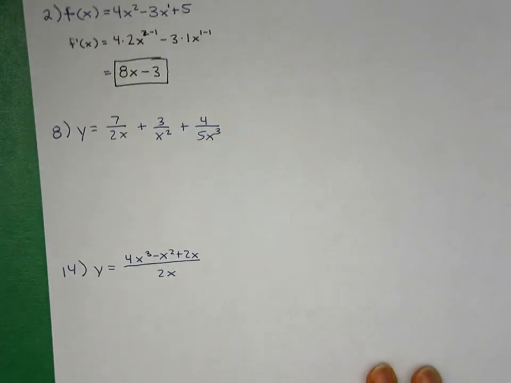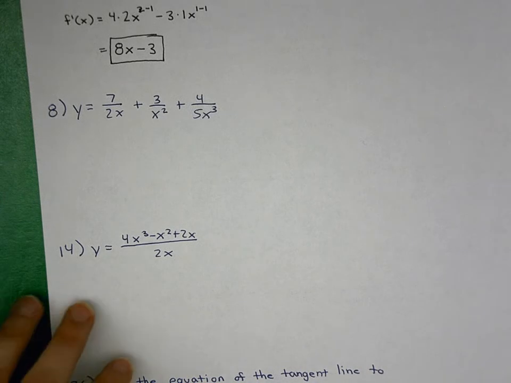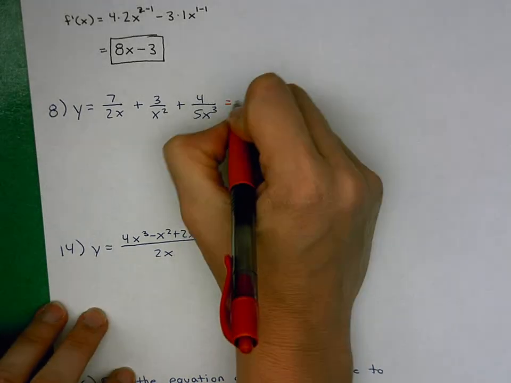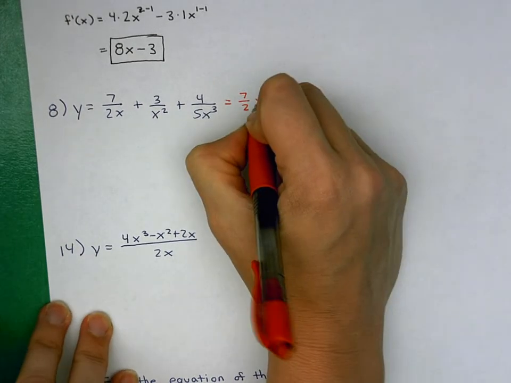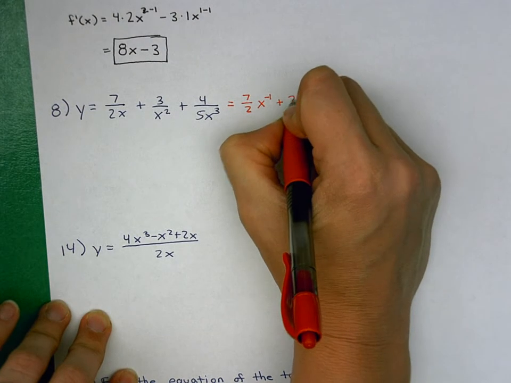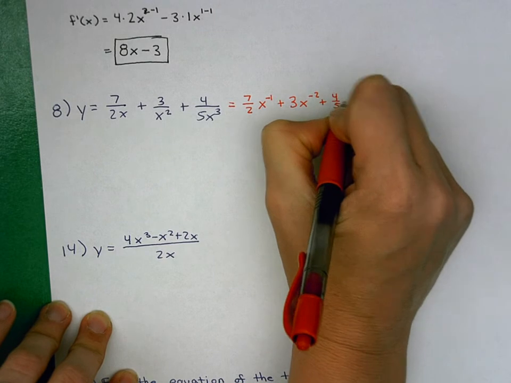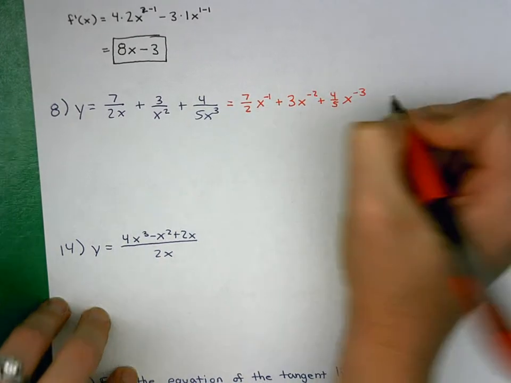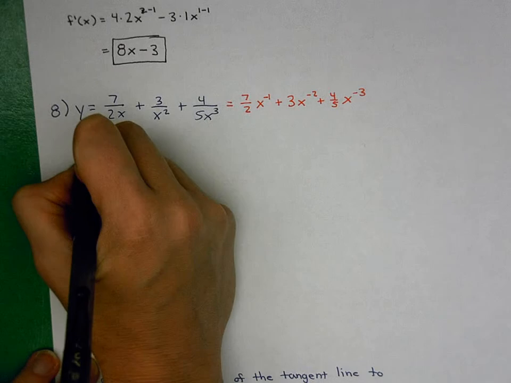Okay? Okay, number 8. We are not quite in power rule form for this one, so we do need to do a little bit of rewriting. Okay, so this x in the denominator of number 8 would become x to the negative 1. The x squared would become x to the negative 2. And the x cubed would become x to the negative 3. So now we can see our power rule form x to the n, and we can apply our power rule to it. Okay, so derivative.